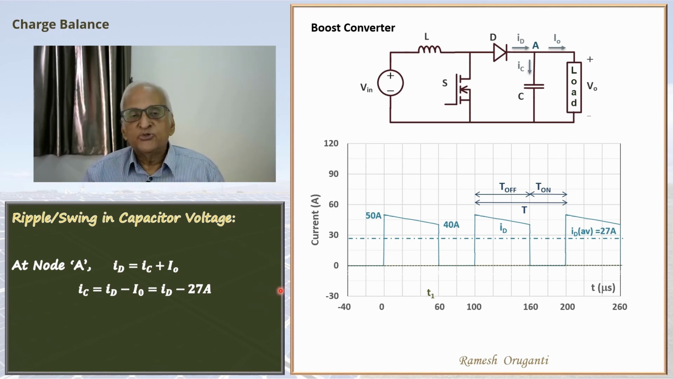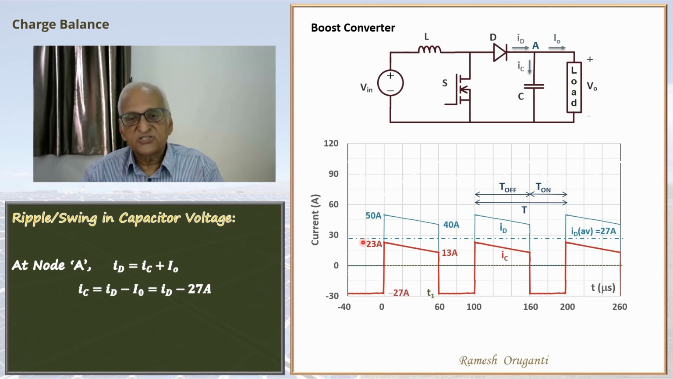So all we need to do is take the ID waveform and push the whole waveform down by 27 amperes. If we do that, we get this red curve. 50 amperes will become 23 amperes, 50 minus 27 is 23, 40 will become 13 amperes, and 0 amperes will become minus 27 amperes. In this part of the waveform, between 0 and 60 microsecond, the current is always positive.